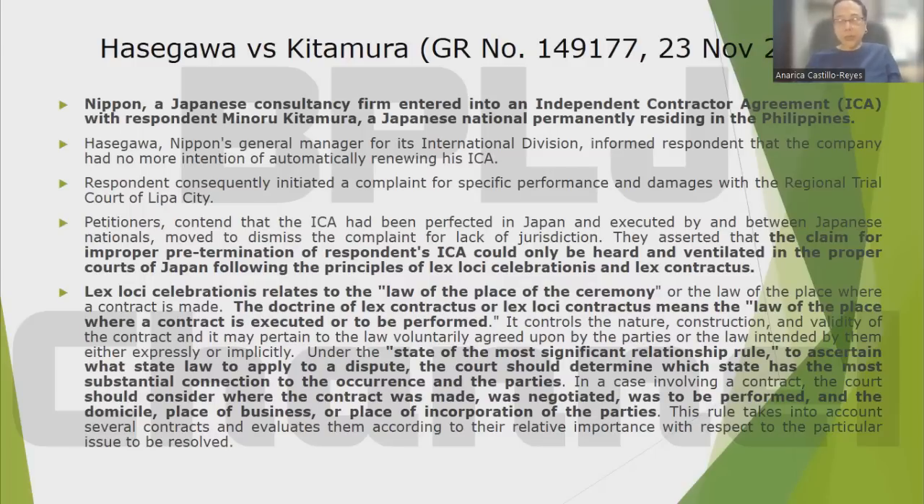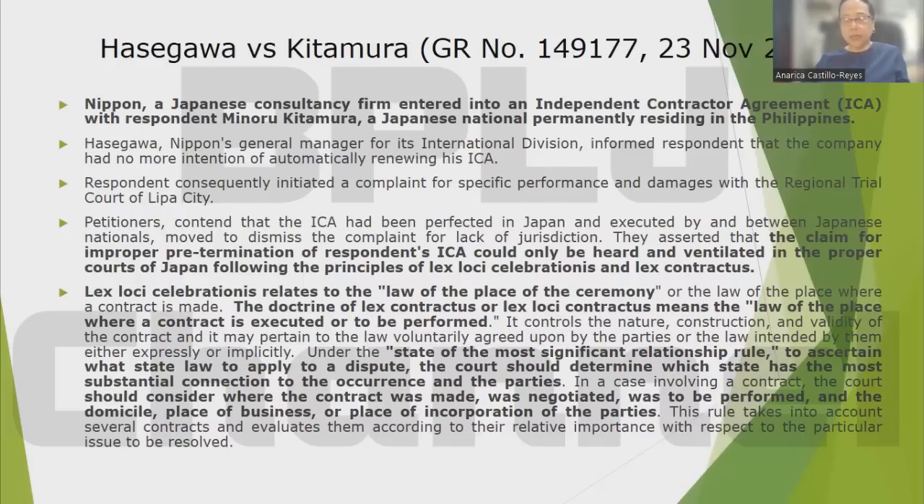He asserted that the claim for improper pre-termination could only be heard in the proper courts of Japan, following the place of Lex Loci Celebrationis and Lex Contractus. Lex Loci Celebrationis relates to the law of the place of the ceremony. The doctrine of Lex Contractus means the law of the place where a contract is executed or performed.